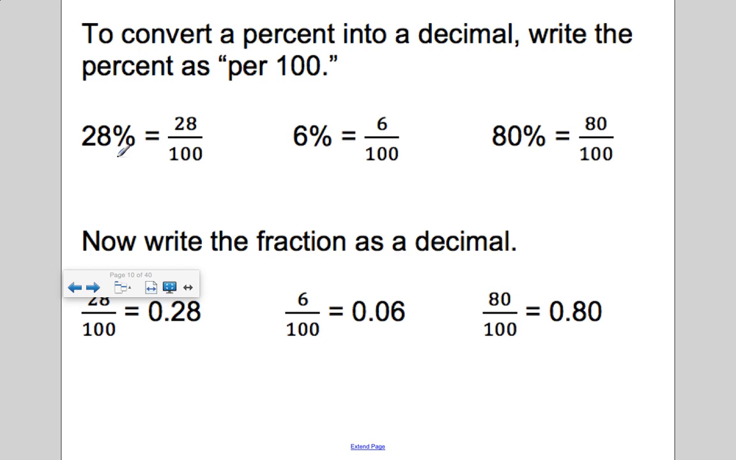So if you are given a percent, such as 28%, 6%, 80%, can you rewrite it in fraction form? Yes, because a percent is anything per 100. And then from that, can you turn it to a decimal? Yeah, using your place value: 28 hundredths, 6 hundredths, 80 hundredths. Because remember, place value goes from ones to tenths, hundredths.